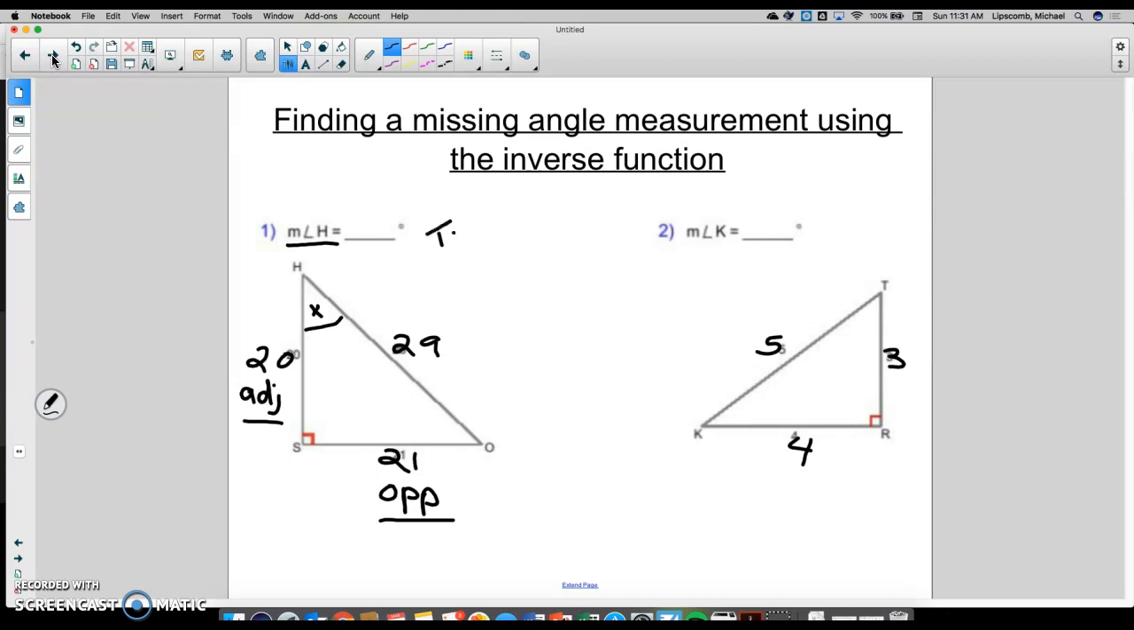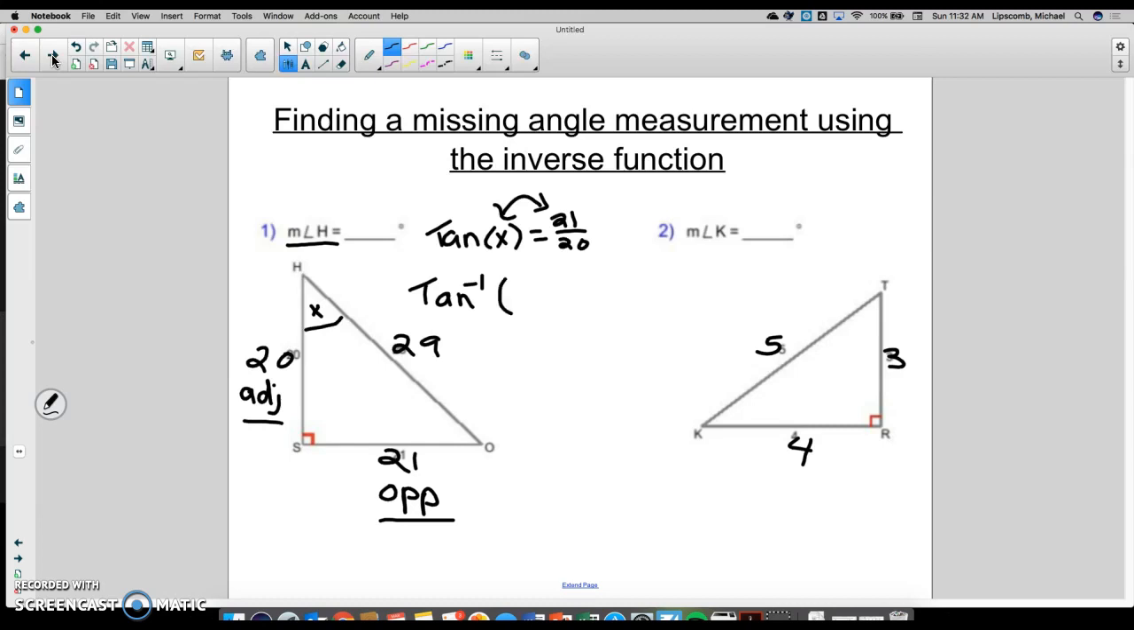So I'm going to write it as tangent of whatever our angle measurement is that we're looking for. Tangent of x is going to equal the length of our opposite side, which is 21, over 20, which is the length of our adjacent side. Now this isn't really going to help us, so we're going to have to use the inverse of tangent. So you're going to hit second and then the tangent button, and you will get the inverse of tangent. And now the inverse is pretty much just saying we are going to flip the fraction in for x, and the x is going to go where the fraction was.